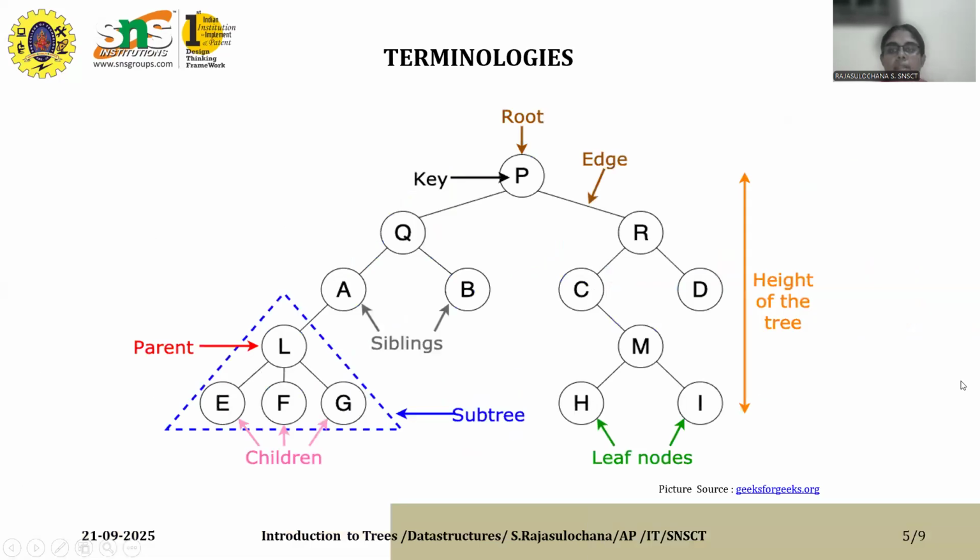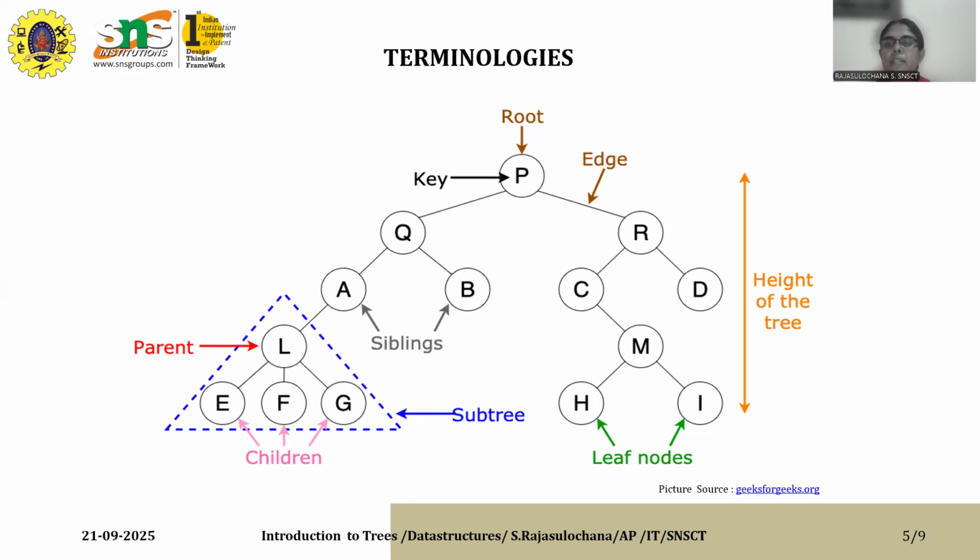Now let us look at the various terminologies we use in tree data structure. Root is the first node in a tree. Any link between two nodes is called an edge. The value stored inside the node is called the key. Two nodes having the same parent are called sibling nodes. A parent is a node that has branches or child nodes. A child node is one that has a parent.